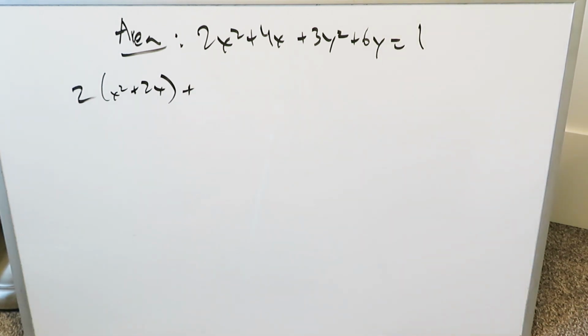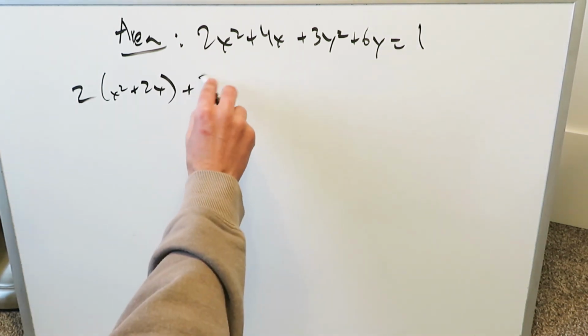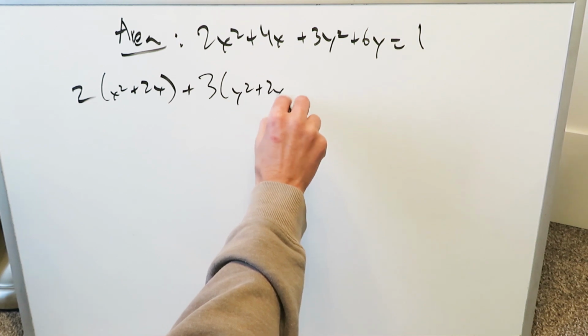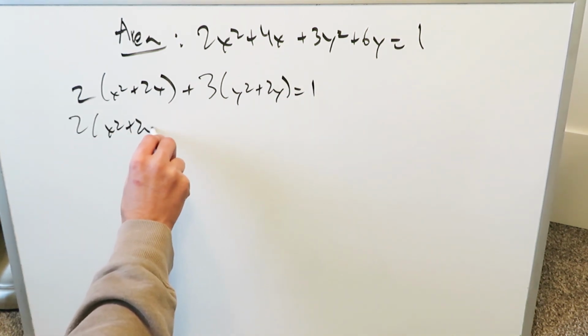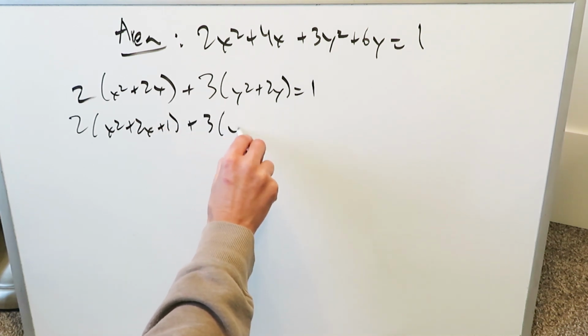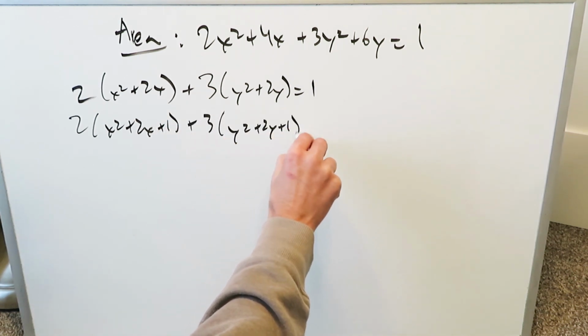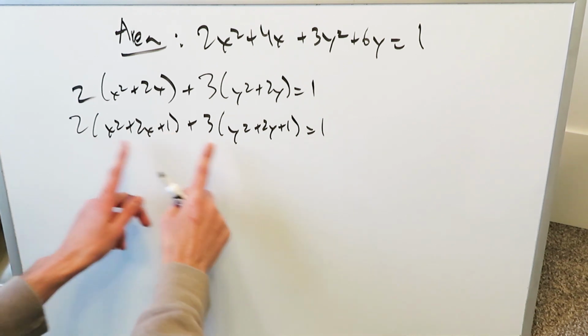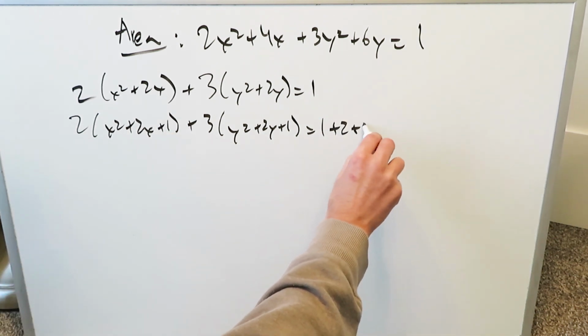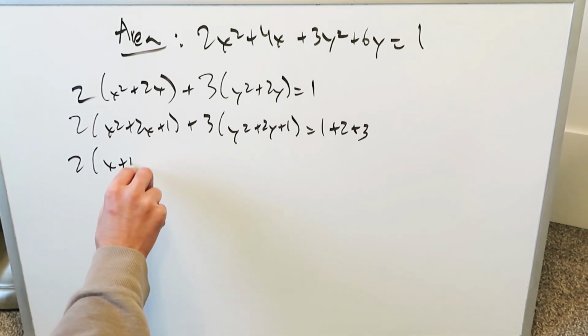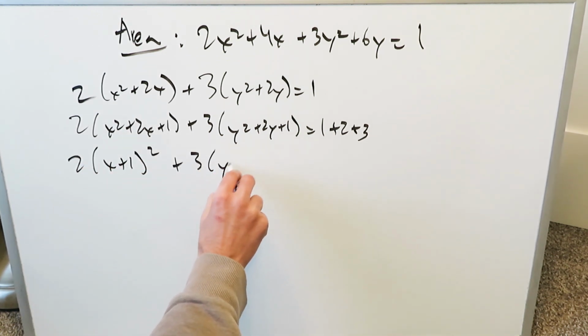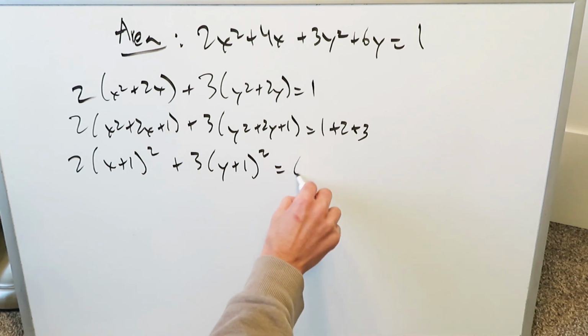Then isolate the 3 from the y variables. You'll have 3 times y squared plus 2y equals 1. Complete the square. 2 times x squared plus 2x plus 1, plus 3 times y squared plus 2y plus 1, equals 1, plus 1 times 2 and 1 times 3, well, plus 2 plus 3. Now look what you have over here. 2 into x plus 1 whole square plus 3 into y plus 1 whole square is equal to 6.